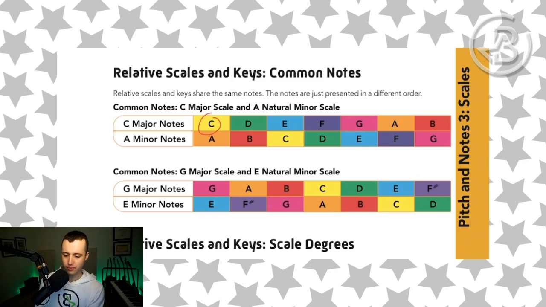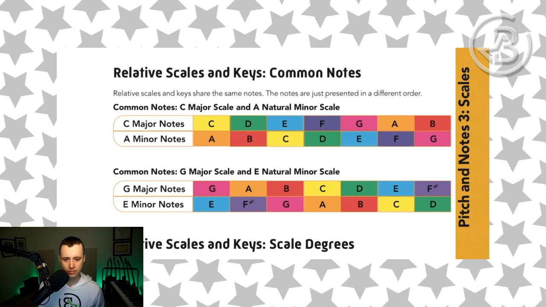So sure enough, we have C and we have C, and those are all color-coded so we can see the connection very clearly. We have D and we have D. We have E, we have E. F, F, and it's all color-coded. G, G, A, A. And then maybe a different color for B because it's red. Then we have B to B. So you can see it's all the same notes in a C major scale as there is in an A natural minor scale.